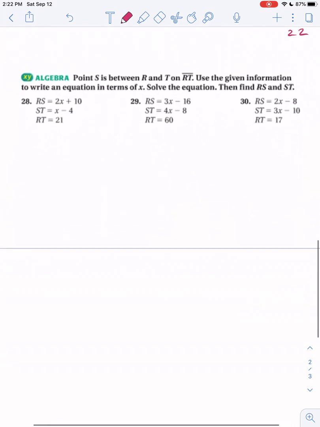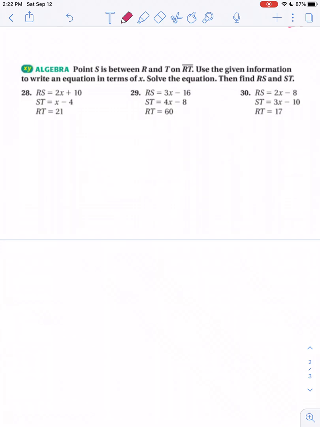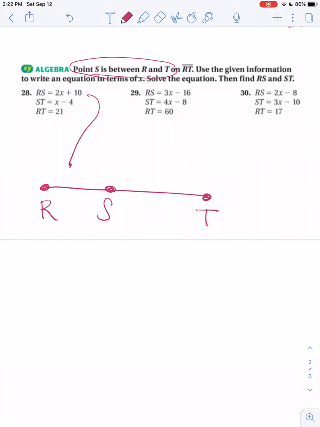Let's throw a little algebra in. We're going to do the same thing, but this time they don't sketch it for us, and we're going to use a little algebra. First thing I like to do is sketch an example. They tell us that S is between R and T on segment RT. So I'm going to sketch myself a little example of segment RT. Somewhere in between, I don't know if it's in the middle, but somewhere between those two is a point called S.